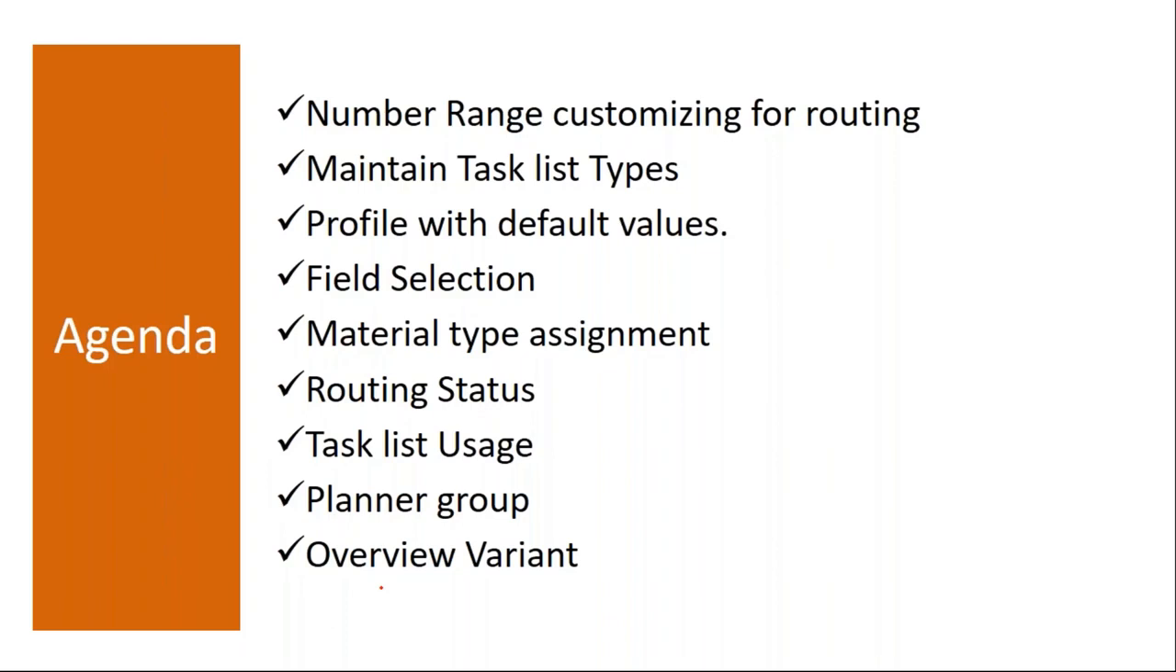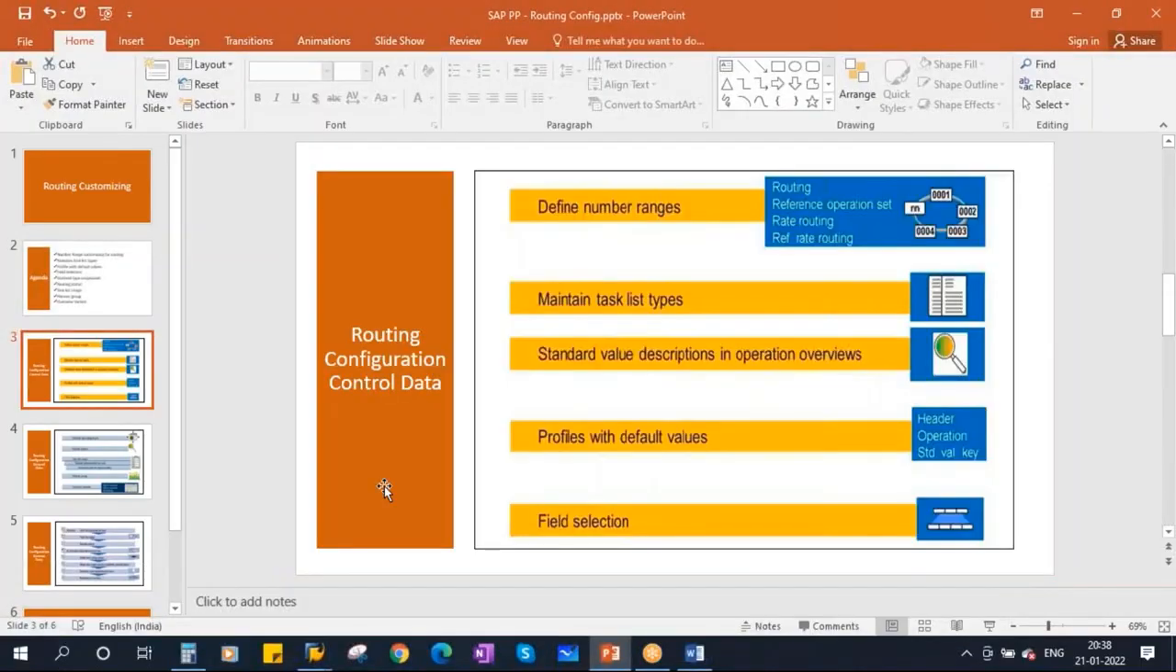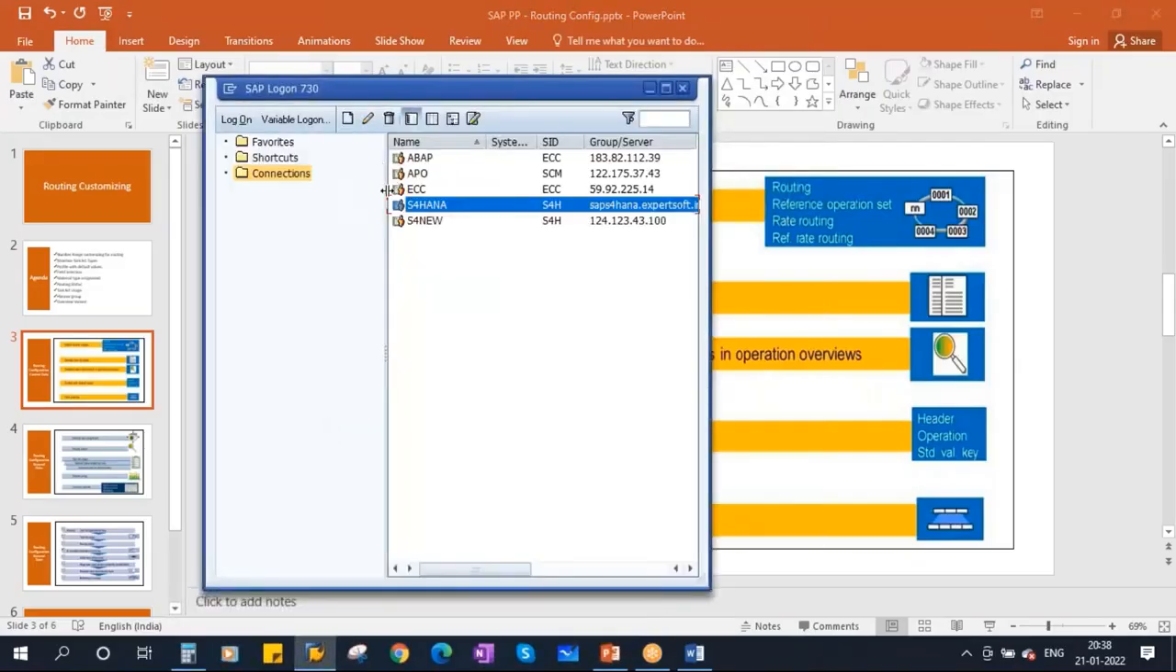Okay. So first we'll start with the control data configuration. In the control data, we will define the number ranges, and then maintaining the task list types, standard value descriptions, profiles with default values, and the field selection. So these are the ones we will normally configure. Now let's go to the system. We will see one by one. Let me log in again.